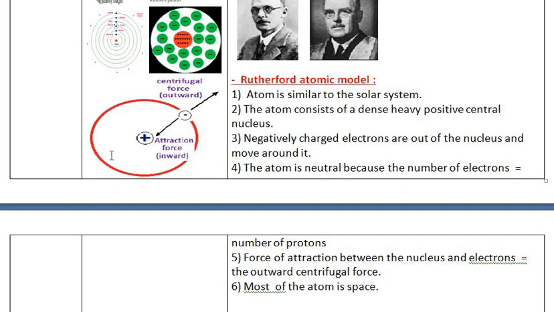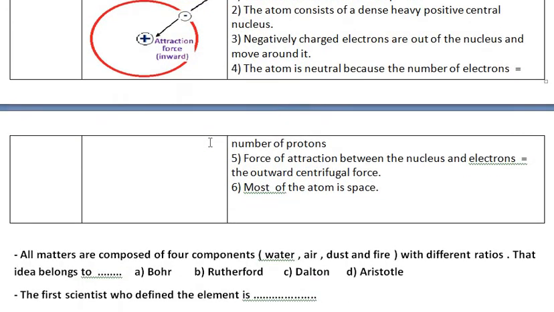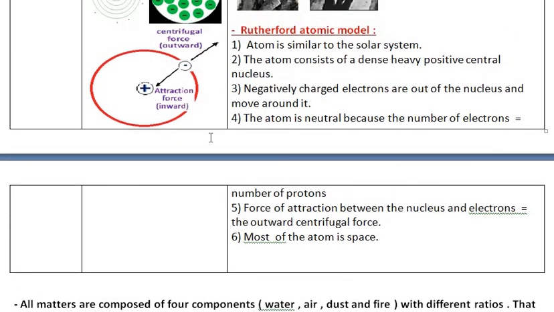When the electron circles around the nucleus, it is under two equal and opposite forces: an attraction force towards the nucleus, and another centrifugal force which tends to get the electron away from the nucleus. These two forces are equal in magnitude and opposite in direction. This is the Rutherford model, and this is the end of this period.